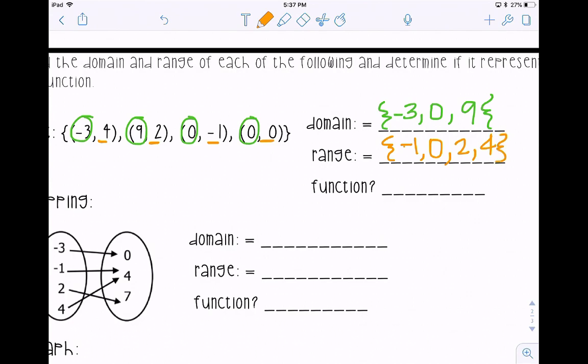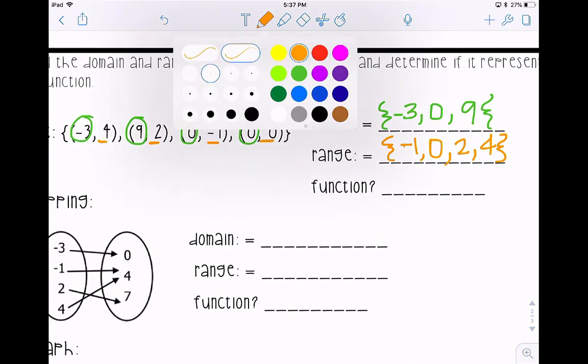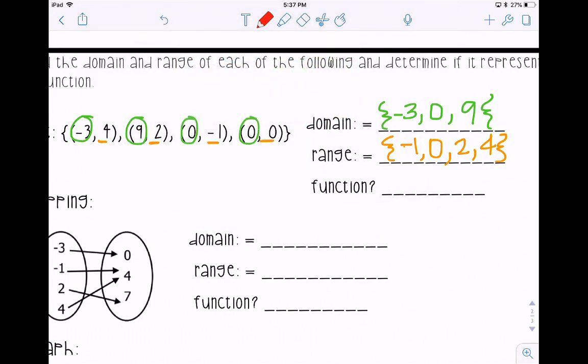And then the last piece there is, is it a function? So remember, again, a function is if x does not repeat. So if you look at your x's, we did have an x repeat, right? These zeros right here repeated, so this is not a function. So I'm going to just put no, it is not a function.